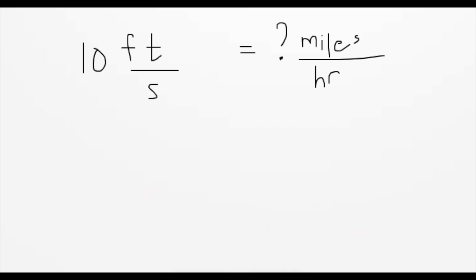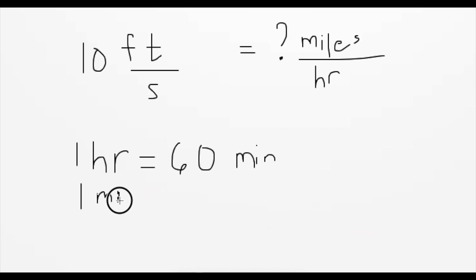To convert 10 feet per second to miles per hour, we need to write down all the necessary conversion factors, from feet to miles and from seconds to hours. Let's look at the conversion for seconds to hours first. Instead of writing 1 hour is equal to X amount of seconds, we are going to go step by step and convert hours to minutes, then minutes to seconds.